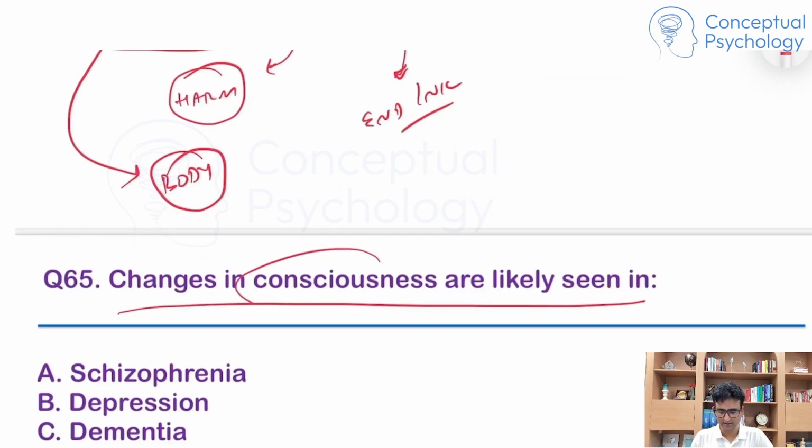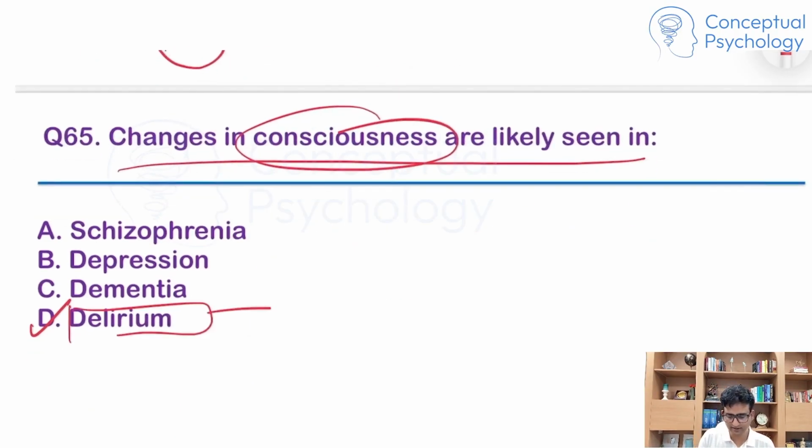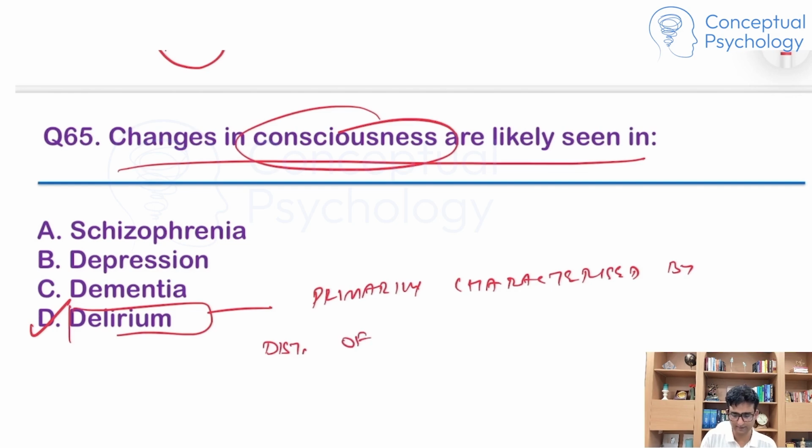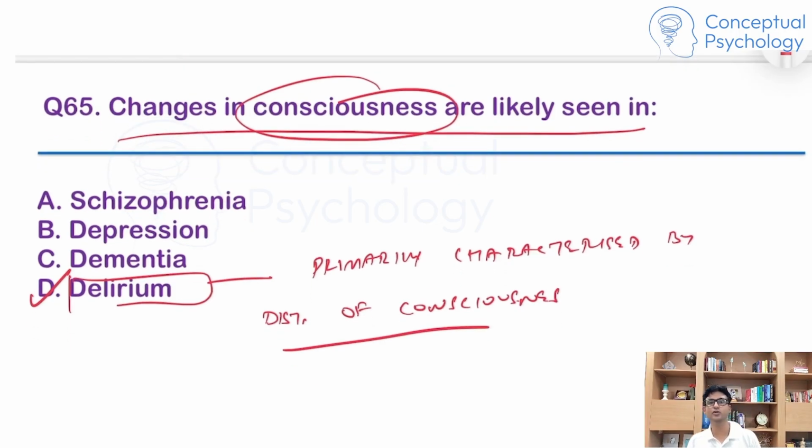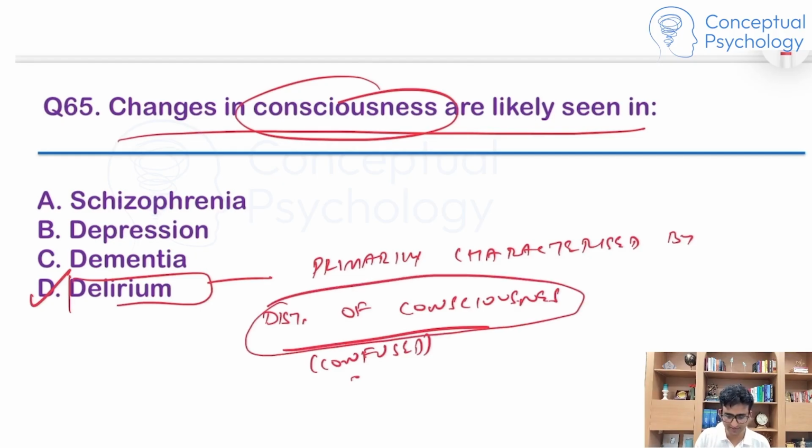Changes in consciousness are likely seen in delirium. Delirium is primarily characterized by disturbance of consciousness. When you start seeing patients, say you go to the ICU and you are seeing a patient who is confused. Whenever you see this word, patient is confused, it means the patient's consciousness is disturbed. Patient is not alert. Patient is not fully awake. So disturbance of consciousness is the primary symptom of delirium.